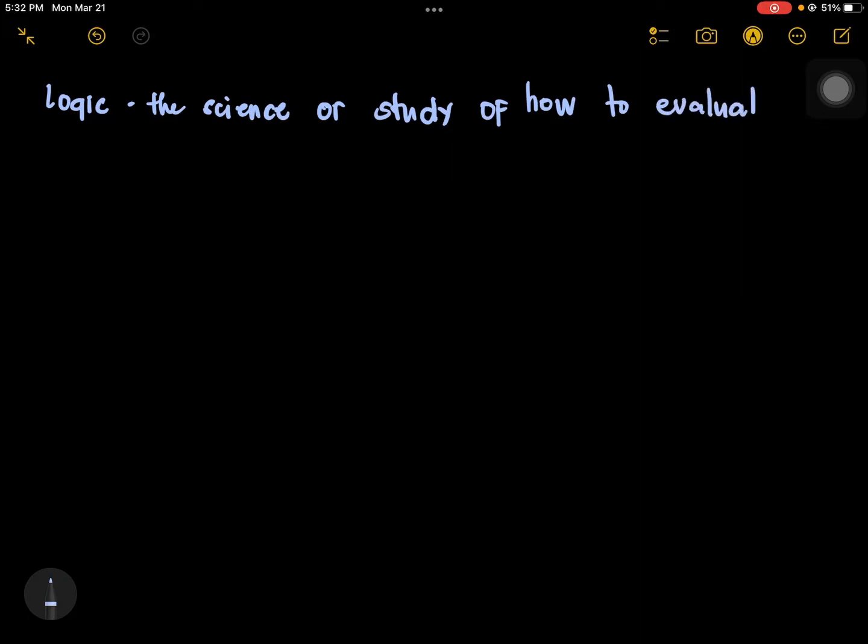So what is logic? Logic is technically defined as the science or study of how to evaluate arguments and reasoning.